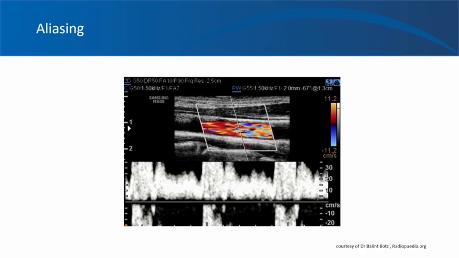And see here the scale, the upper limit is 30 centimeters per second. So if the velocities in the blood vessel do not fall within range, then the peak of this waveform is cut off at the top of the scale, and that's represented below the baseline now. This is called aliasing. This is aliasing in the pulse wave Doppler mode. In the color, it appears like this.